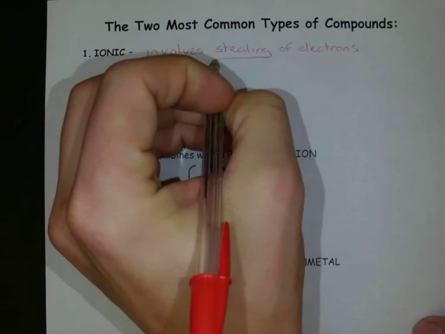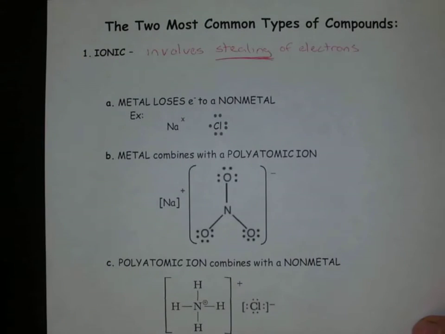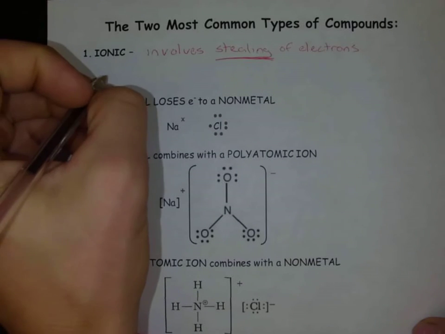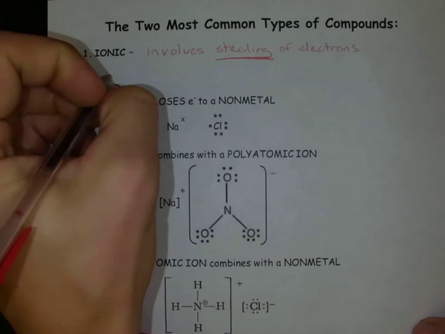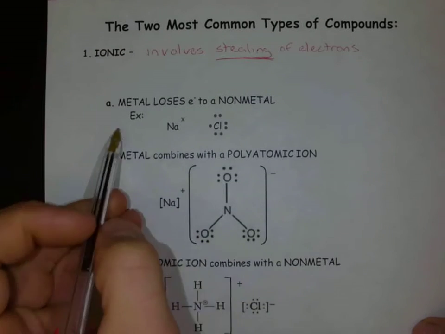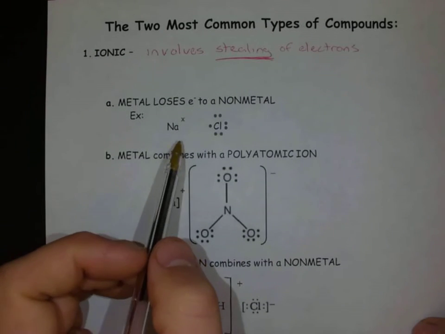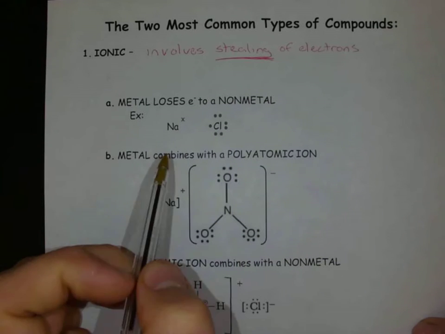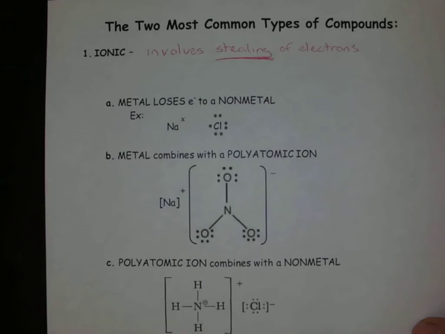The big piece right here is that it involves the stealing of the electrons. So something is going to lose an electron and something else is going to gain an electron. Then we have an electrical attraction between the positive charge and the negative charge. Our first and most common type is a metal that loses an electron to a nonmetal. A metal, of course, we look at our periodic table and all of our metals are below the staircase on the left-hand side.